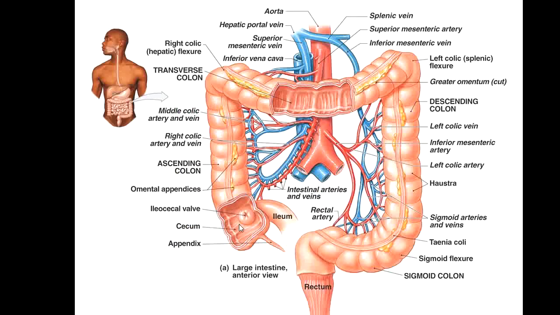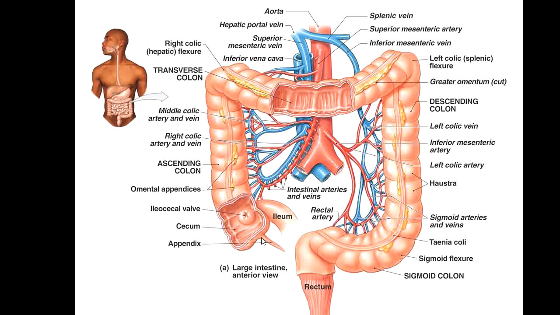In this diagram you can see this is the ascending colon, this is the transverse colon, this is the descending colon, this is the sigmoidal colon, and this portion is rectum. Onward, the small portion there is the anus.